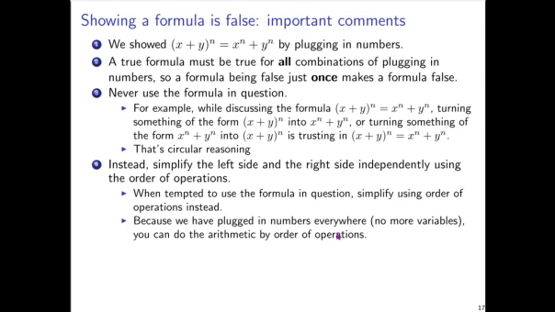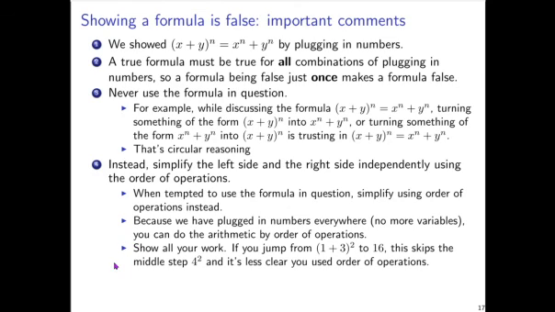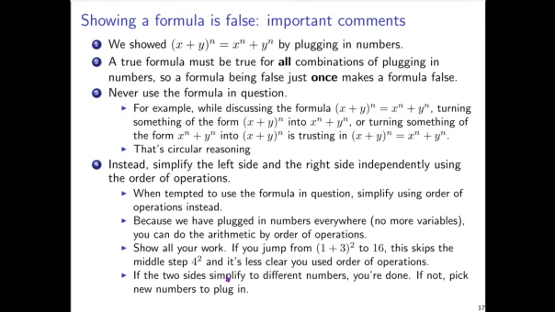We can do this because we have plugged in numbers everywhere, so there are no more variables. You can do the arithmetic by order of operations. Do show all your work. If you jump directly from 1 plus 3 quantity squared to 16, this skips the middle step of 4 squared. It's less clear that you used the order of operations. And if the two sides simplify to different numbers, you're done. If not, maybe just pick new numbers to plug in to see if the formula you're talking about really is false.